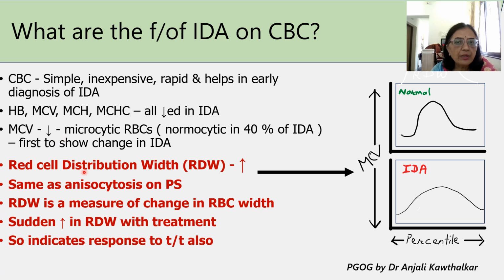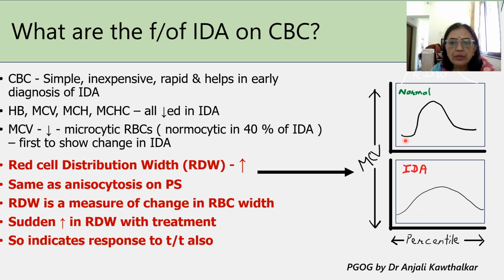Now, next important in CBC is red cell distribution width, or RDW. RDW is a measure of change in RBC width, the same as what we call anisocytosis. Anisocytosis is change in the size of RBCs. If the RBC size differs dramatically when the peripheral smear is examined, it is called the presence of anisocytosis. The same is identified by a CBC analyzer with this RDW.